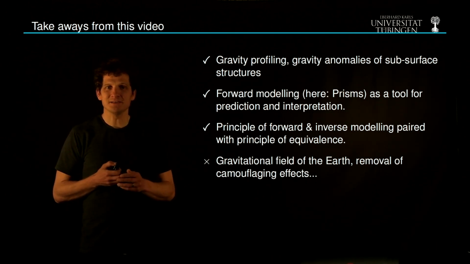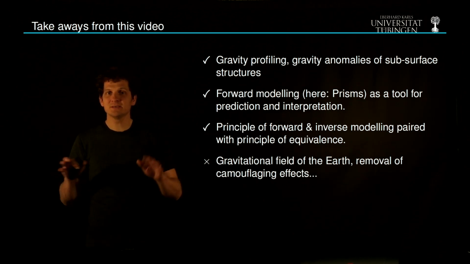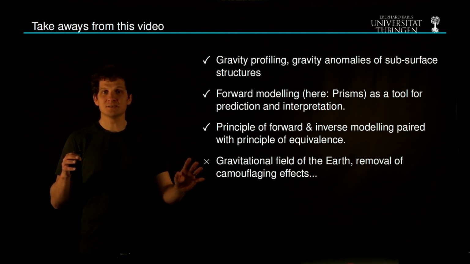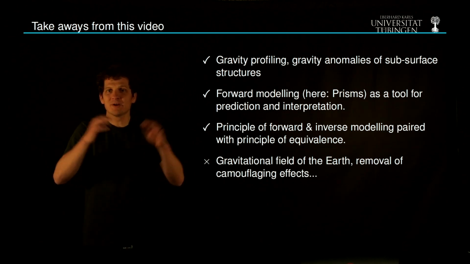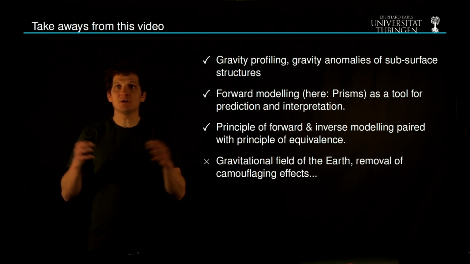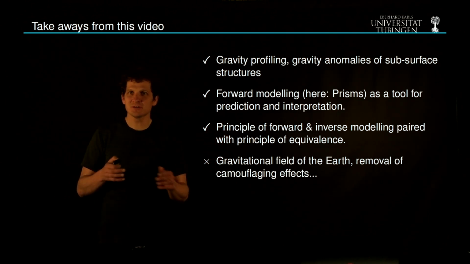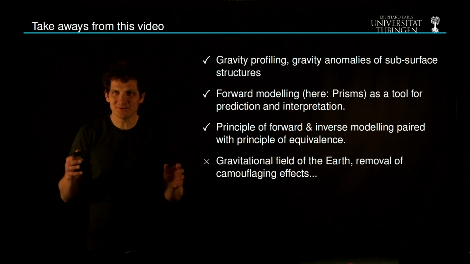And a big caveat, but not a showstopper, in all of these methods is the principle of equivalence, which we have just explained. What remains to be done is that we move away from this simplistic setting of sensor and one isolated target with a given shape. And we need to move to more realistic settings, which include all sorts of camouflaging effects, such as Earth's rotation or tides and the surrounding terrain, and so on and so on.